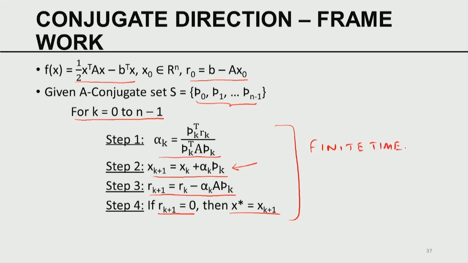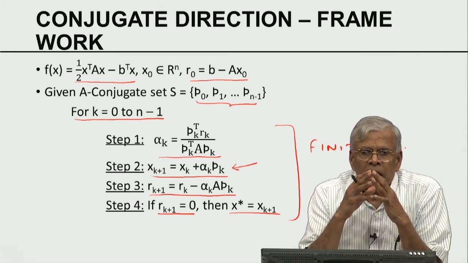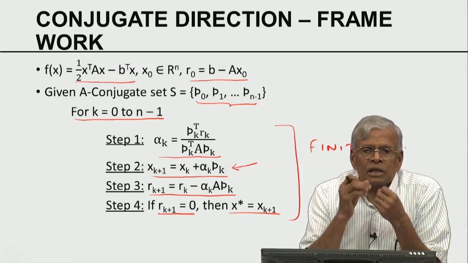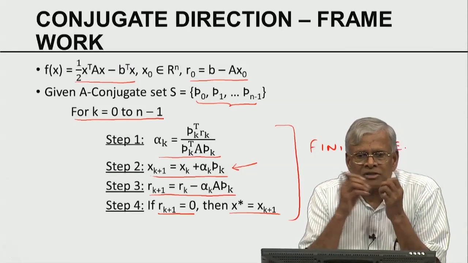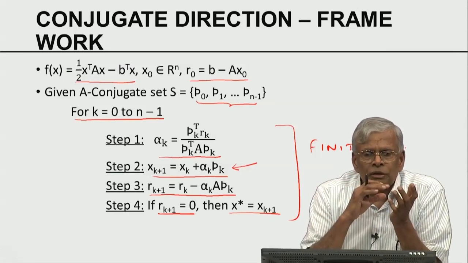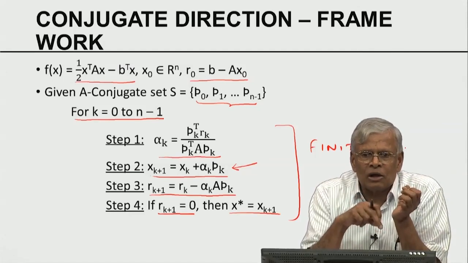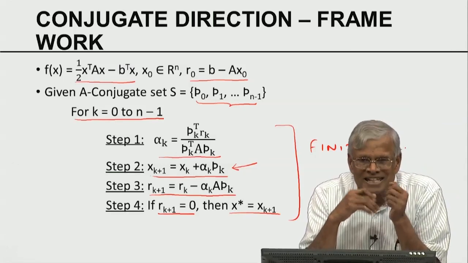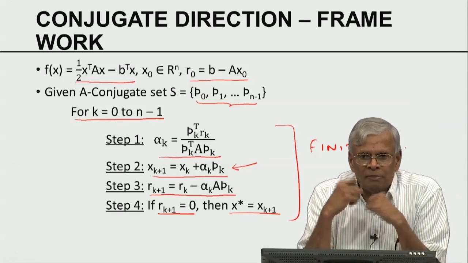Finite time convergence. This was the idea that was proposed by Hestenes in the early 50s. This is one of the landmark results in the theory of minimization, and ever since, conjugate direction based ideas have been exploited. And we would like to tell you that this is not called the conjugate gradient method. It is simply a conjugate direction framework. It is an idea. If you don't have an idea, you cannot develop an algorithm.